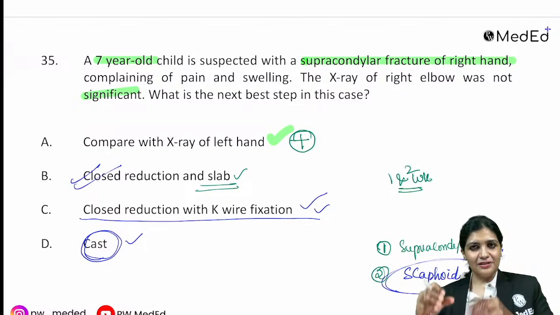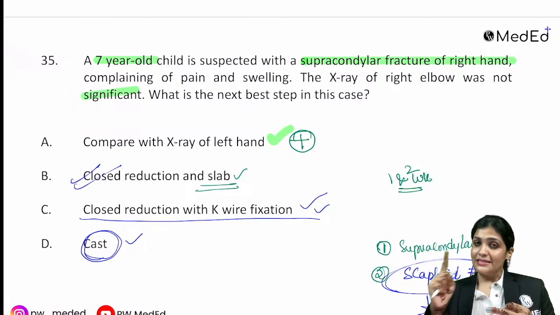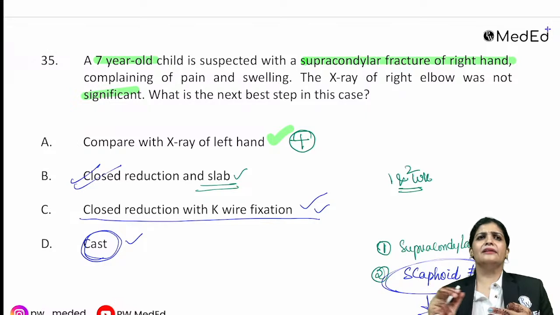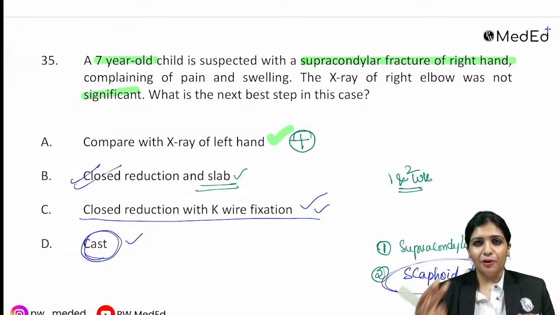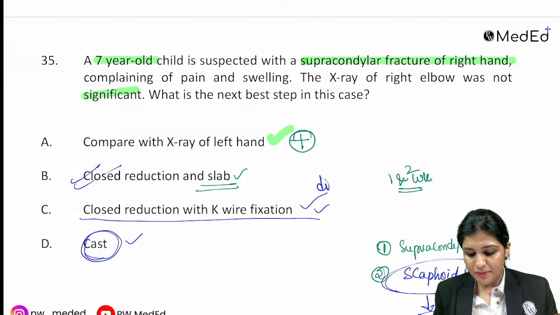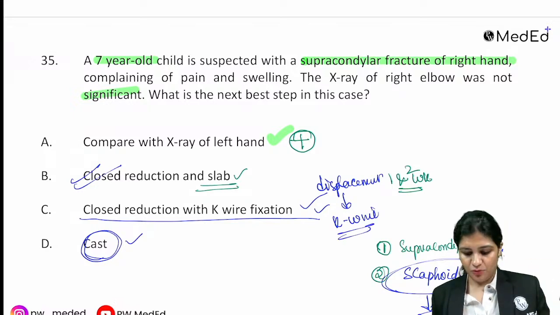So once the patient has arrived, you will thoroughly examine, you will take the X-ray of both sides to compare, and when you see something which is undisplaced or has mild displacement where you can reduce it easily, you confirm it on the X-ray again, and then you put a slab and leave. Or if you see a displacement, then you do a closed reduction and then put a K-wire, right? So K-wire will give the strength to the fracture.